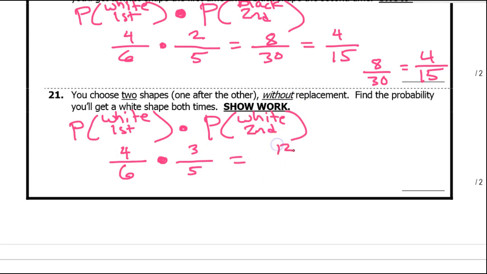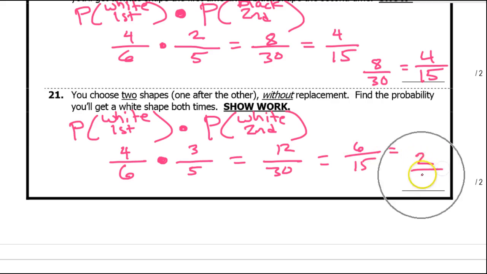So this is going to be 12 over 30, which equals 6 over 15, which equals, all right, both of these are divisible by 3, so that's 2 out of 5.